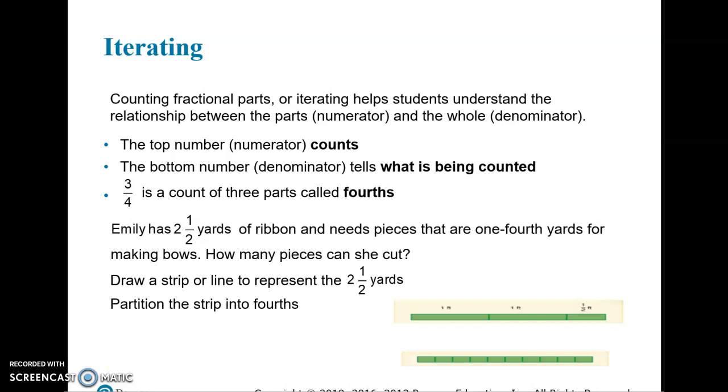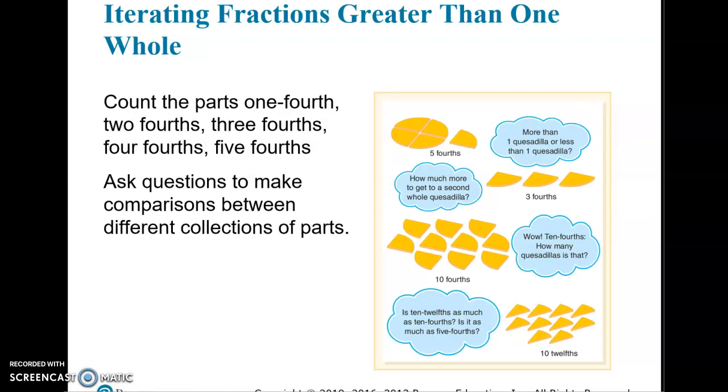So Emily has 2.5 yards of ribbon. Each ribbon needs a fourth. So we have 2.5 yards, and she's going to break each yard up into fourths and the half into 2/4. So she has 10 fourths in all. So she can make 10 bows. In the figure below, students first partition the piece into 3 sections to find 1/4 and then iterate that 1/4 to find other lengths. Iterating can also be done with area models.